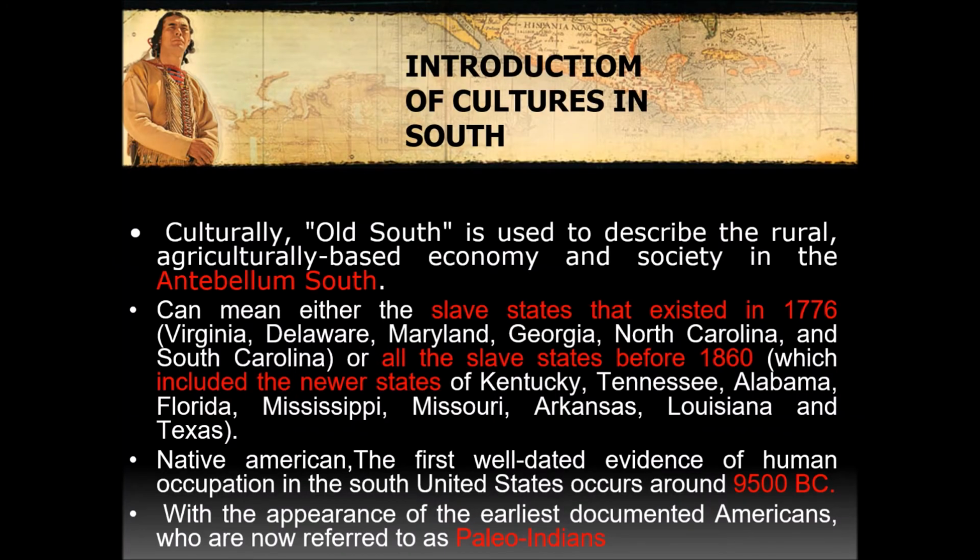So we move to the introduction of cultures in the South. Basically, "the South" is used to describe the rural and agriculturally based economy and society in the antebellum South. We can also say that there were slave states that existed in 1776, such as Maryland, Virginia, and Georgia. Or we can call them slave states before 1860, which included newer states such as Kentucky, Tennessee, Louisiana and other states.